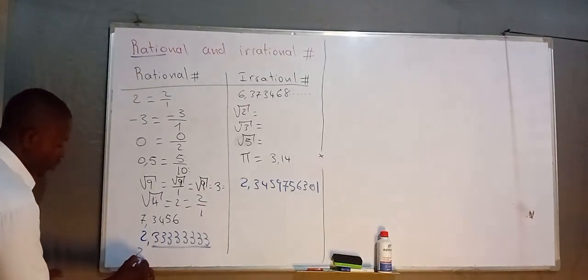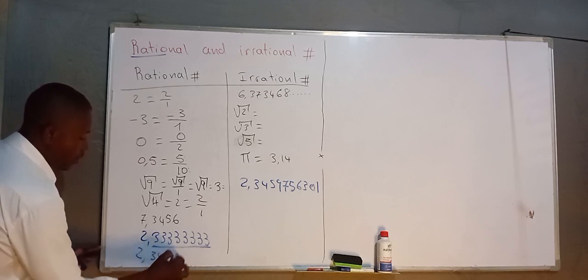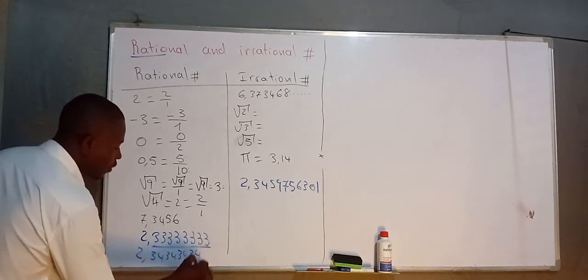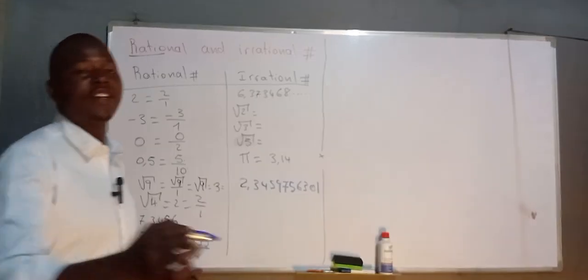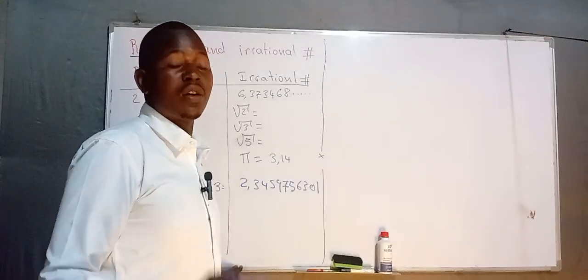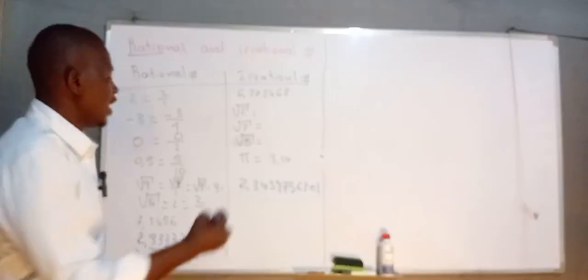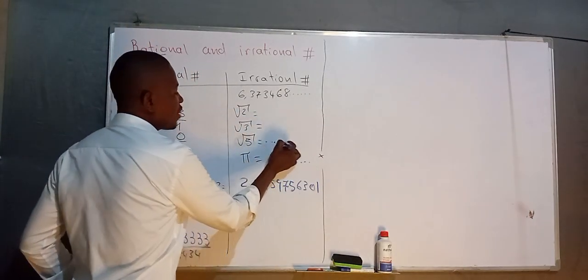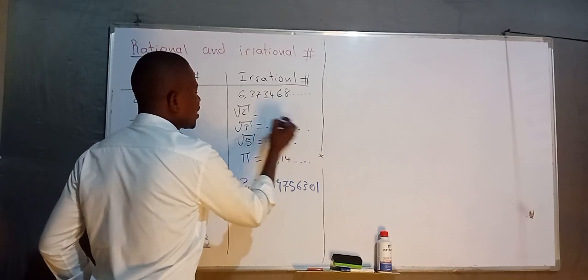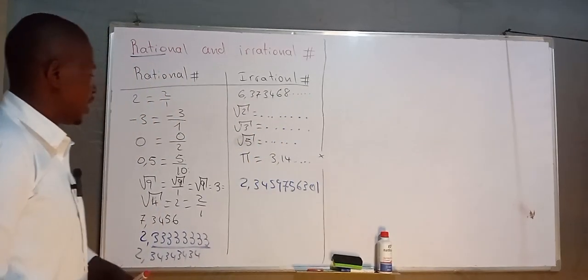If it said 2.34, 34, 34, 34, this is a rational number. Why? Because there is a pattern. It follows a very specific pattern that we can notice. It's noticeable. But here, no, it is not. If we followed this one, for example, we would see that all these results here are endless. Their decimal positions are actually endless.